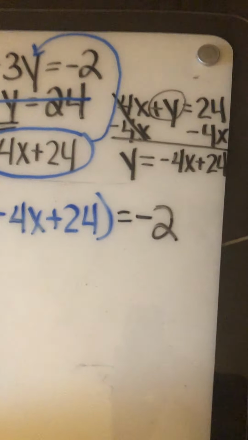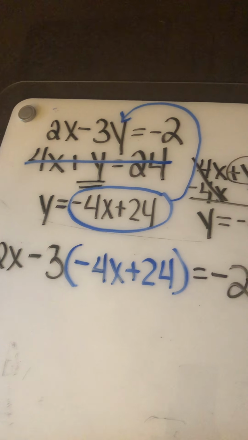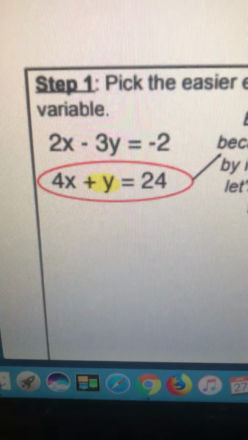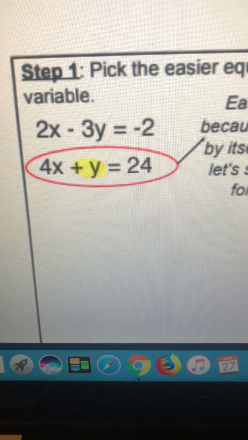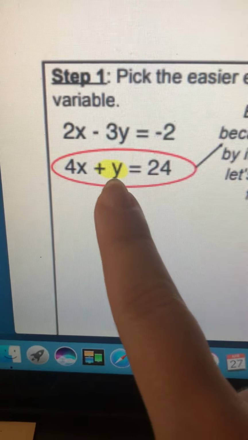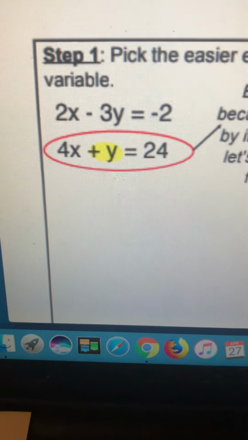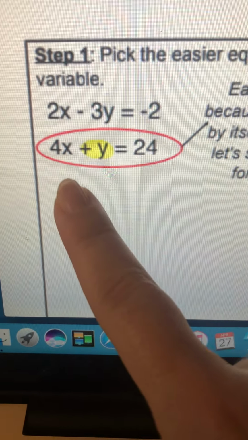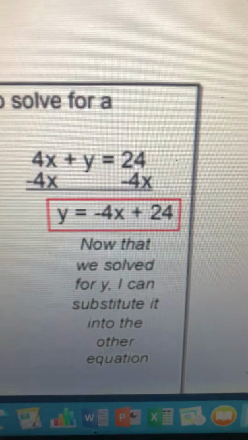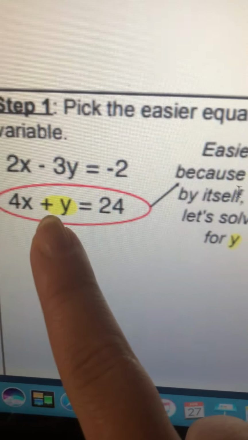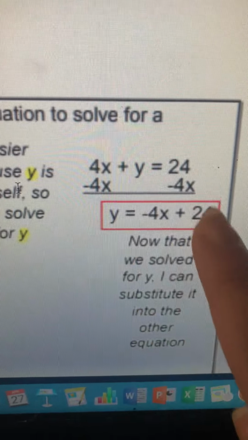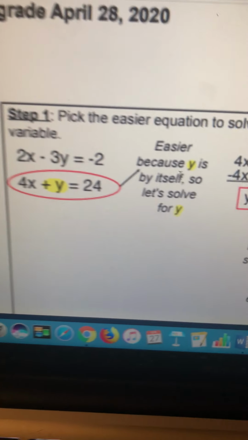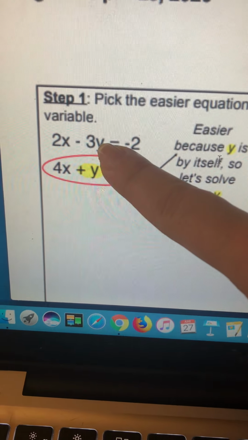Okay, so I'm going to pause for a second and just go back so that we understand where this all came from. So we started with this original system, right? We wanted to pick the equation that was easier to possibly isolate one of the variables. So we picked this second one because we said, all right, y is almost by itself anyway. There's no coefficient. All I would have to do is inverse that 4x to the other side, which is what we did. And now we have rewritten this equation into this format, and now I can take this value and substitute it in for y into the original first equation.